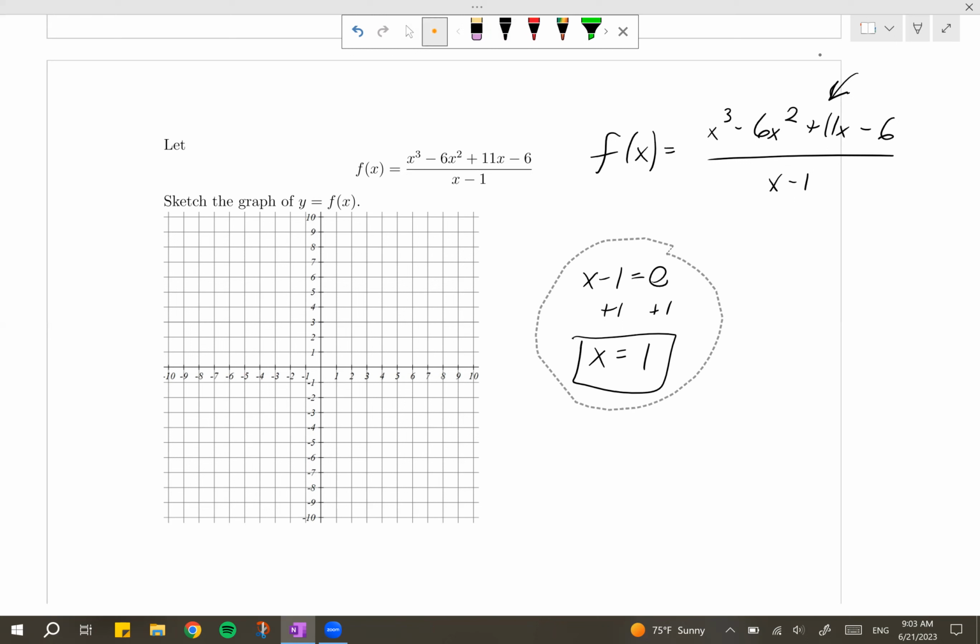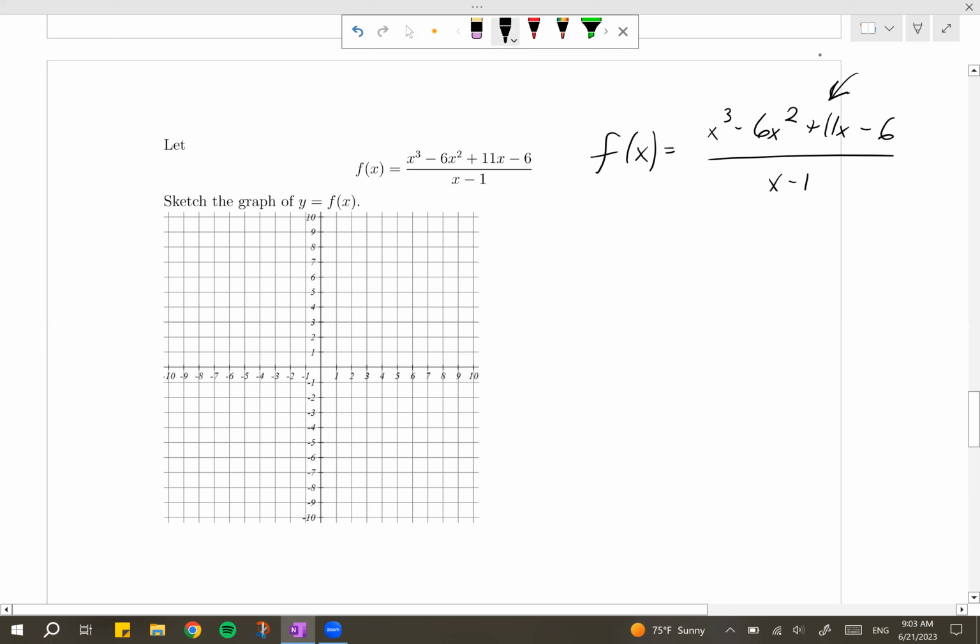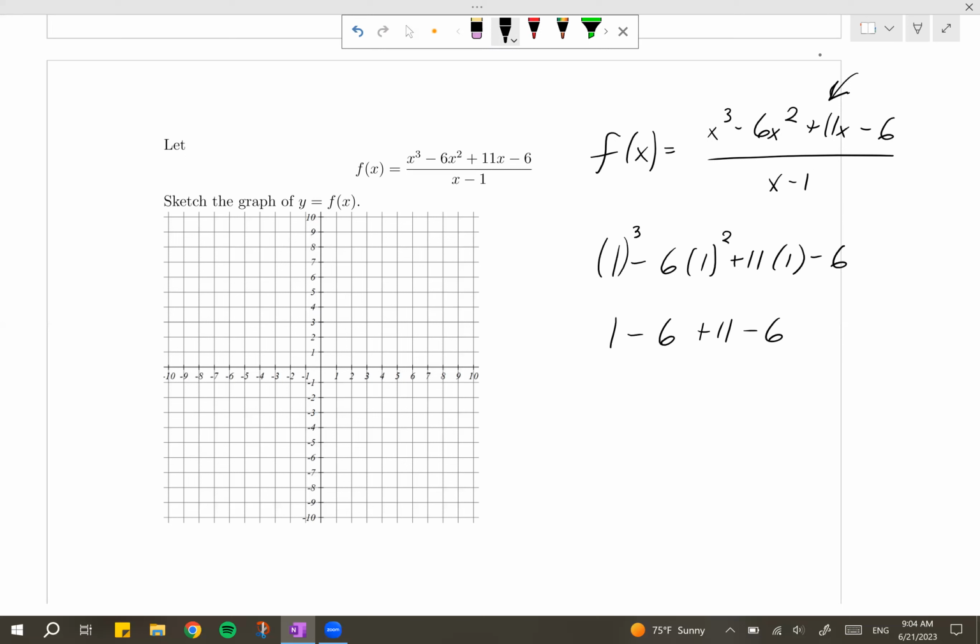All right. So I'm going to plug in 1 to my numerator. So I get 1 cubed minus 6 times 1 squared plus 11 times 1 minus 6. That's going to give me 1 minus 6 plus 11 minus 6. So that's 1 minus 6 is negative 5 plus 11 minus 6. Negative 5 plus 11 is going to be 6 minus 6, which is 0. All right, so all of that tells me that x minus 1 is a factor of this polynomial in the numerator. All right, so that means I can factor it out.